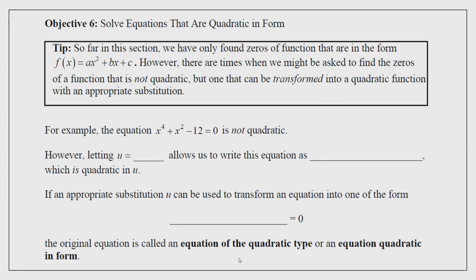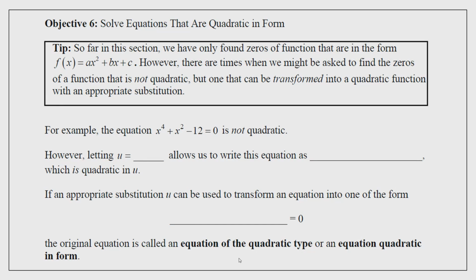Objective 6, solve equations that are quadratic in form. So a tip for this section, we have only found zeros of functions that are in the form f of x equals ax squared plus bx plus c. However, there are times when we might be asked to find the zeros of a function that is not quadratic, but one that can be transformed into a quadratic function with an appropriate substitution.